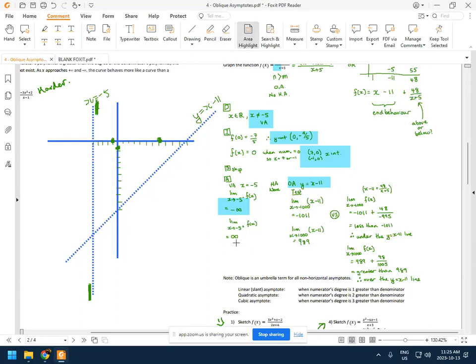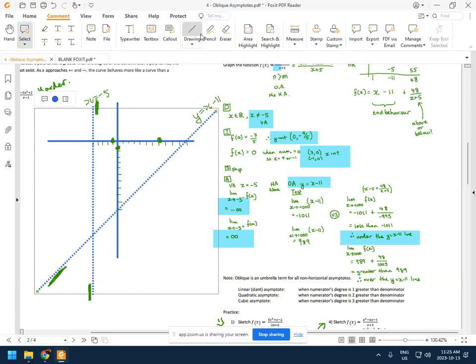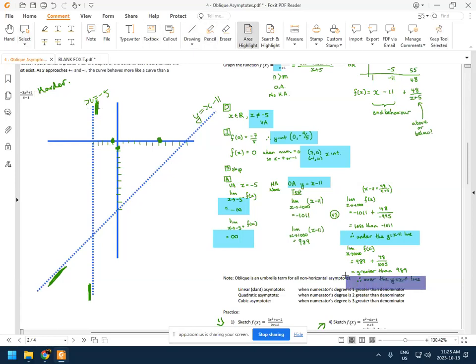It's just not staying right there. And then left, so end behavior, left side, I am under the oblique asymptote, which is right here. And on the right side of my graph, I am going to be above or over the oblique asymptote.